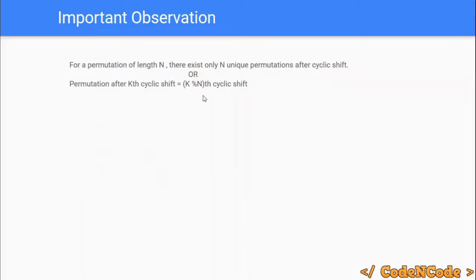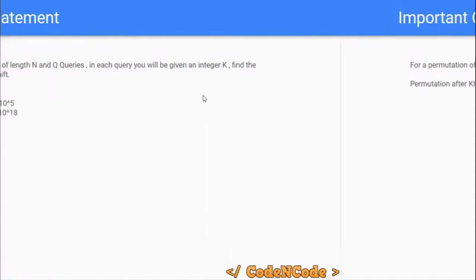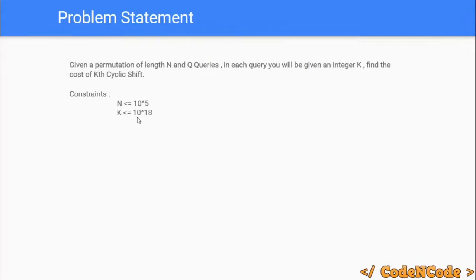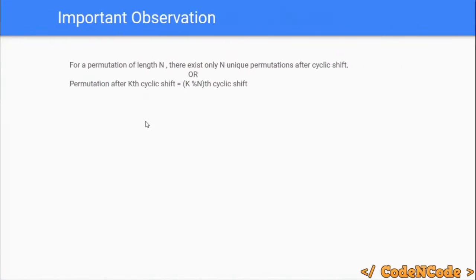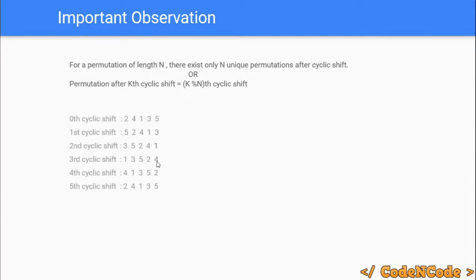How does this help us? If k is equal to 10 to the power 18, but n is equal to 10 to the power 5 only, you can take the modulo and the result would be k from 0 to 10 to the power 5 minus 1. That means you do not have to perform 10 to the power 18 right cyclic shifts, but only up to 10 to the power 5. That is a relief, but not that much. But this is one of the important observations that you must know about cyclic shifts and permutations.